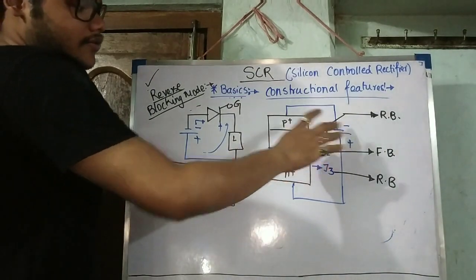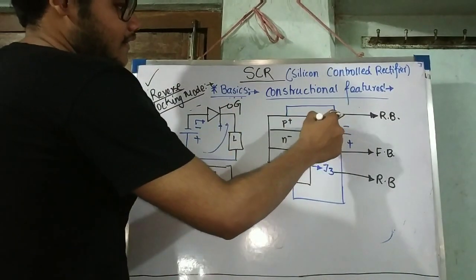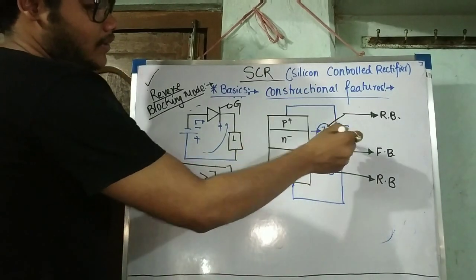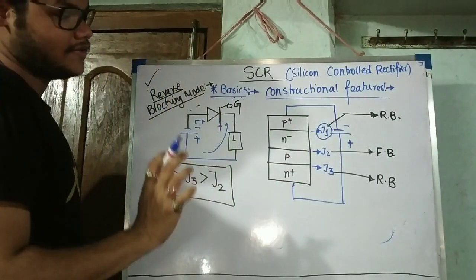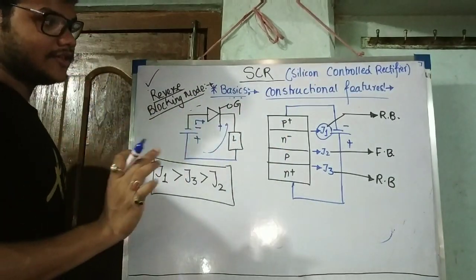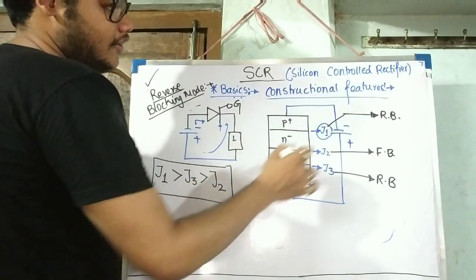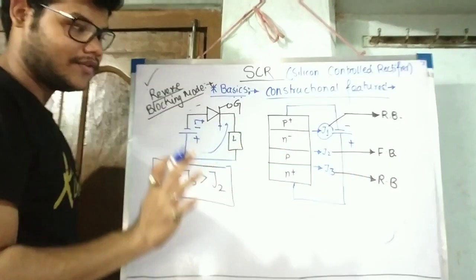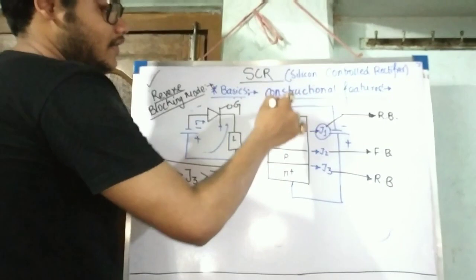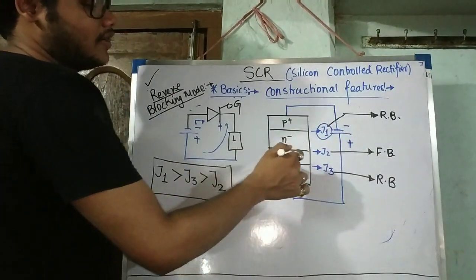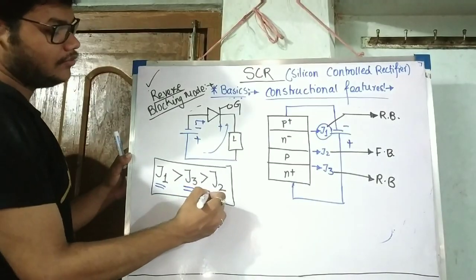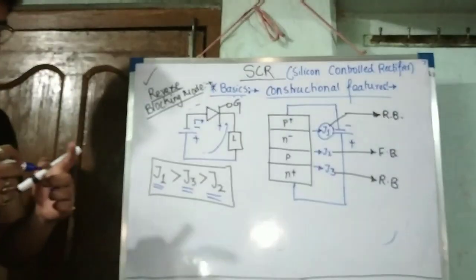Okay. See, you have three junctions now. This junction is in reverse bias. How is this reverse bias? See, the negative end is connected to the P plus and the positive end is connected to the N minus, so that is in reverse bias. In J3 also, your negative end is connected to P and the positive end is connected to N, so that is again reverse bias. But in this junction, the negative end is connected to the N and the positive end is connected to the P, so that is in forward bias. And the depletion width of J1 is more than the depletion width of J2 and J3.